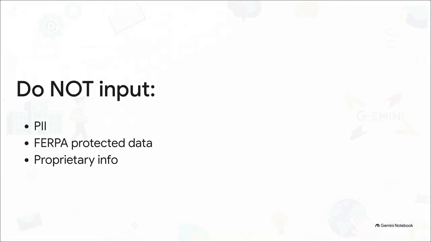However, and this is a big however, that institutional protection does not mean we can be careless. You have to exercise strict caution. Stop and think before you type. Never input personally identifiable information or PII. Do not include your classmates' work or FERPA-protected data. And absolutely no sensitive, confidential, or proprietary university information.